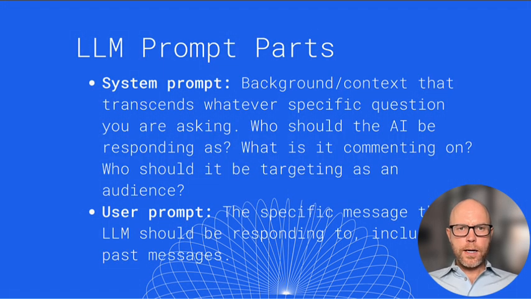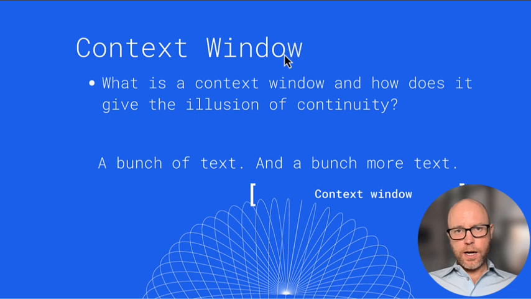I just covered the system prompt: background context that is beyond the base level of whatever specific question you're asking. In this case, I was saying it's an AI researcher helping me understand papers. Regardless of what I tell it, it needs to know that's its role. Who should the AI be responding as? What is it commenting on? Who should it be targeting as an audience, etc. Any background stuff that you want it to keep in mind. And then you have your user prompt, and this is the specific message that it is responding to. In this case, here's the paper I want you to study, and here's the question I'm asking about that paper. And then we move on to the context window.